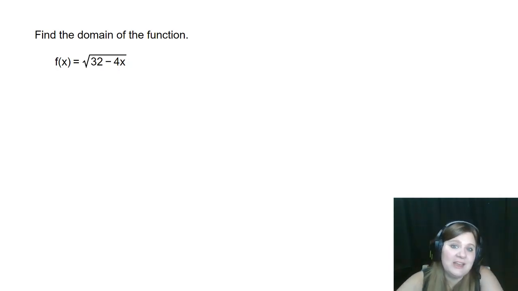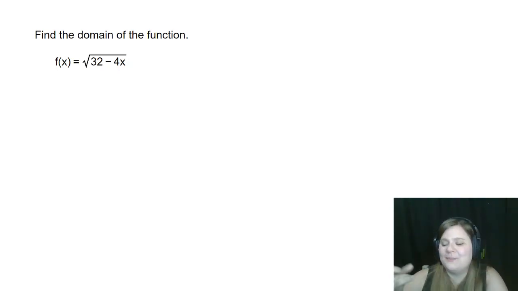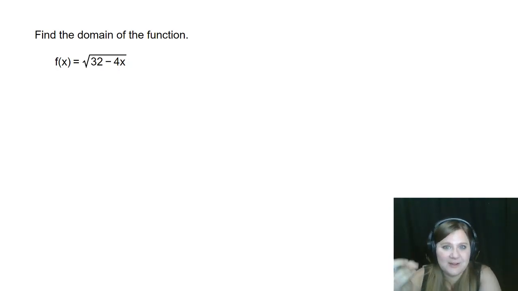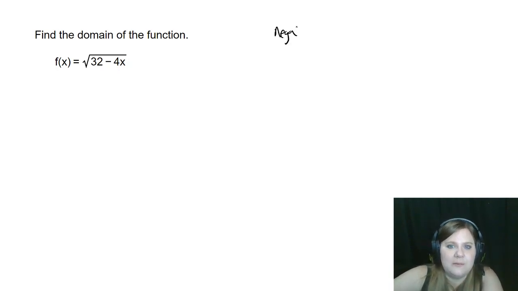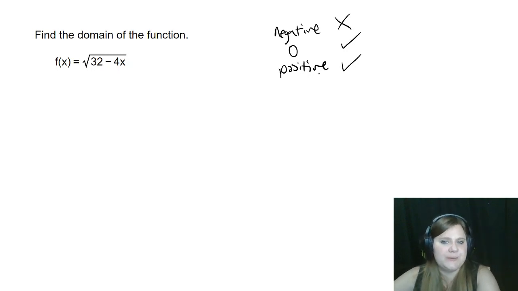So, not negative means it can't be negative, it can be 0, and it can be positive. I'm recording this earlier in the morning, I'm sorry. Just to recap, it cannot be negative, it can be 0, it can be positive. What is under the square root?